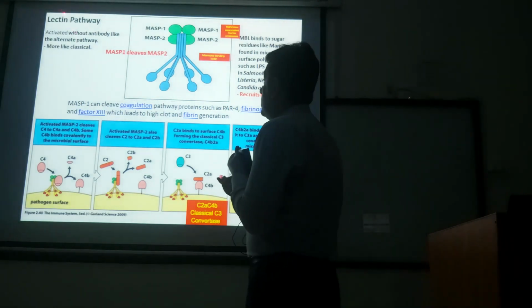So in the lectin pathway, this mannose binding lectin is normally present in your body. And this actually binds to sugar residues like mannose found on microbial surface polysaccharides such as lipopolysaccharide. These are sugars present on the surface of certain bacterial species, for instance, but not all of the bacterial species. And the lectins which are present inside your body have a tendency to bind to these sugars.